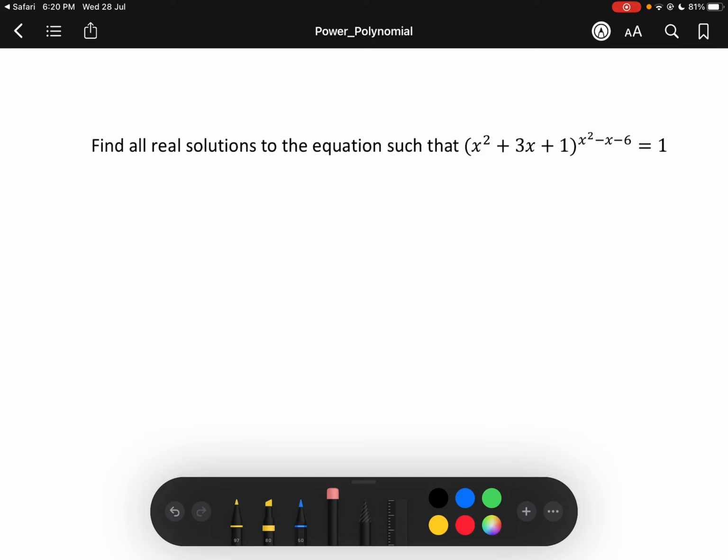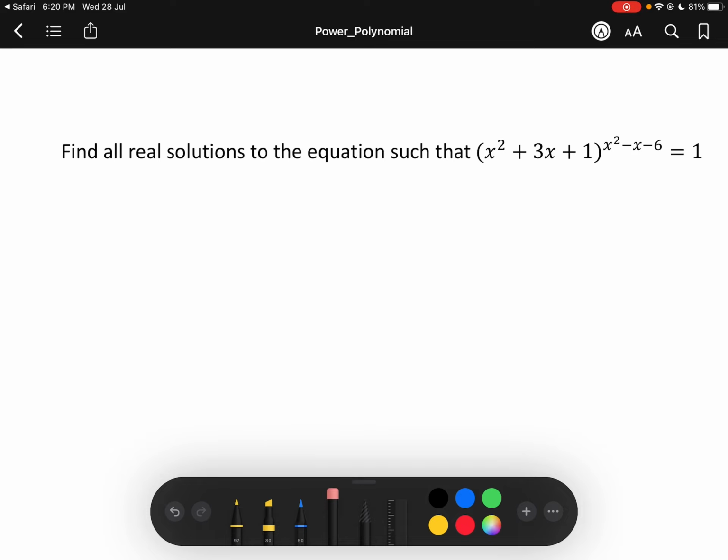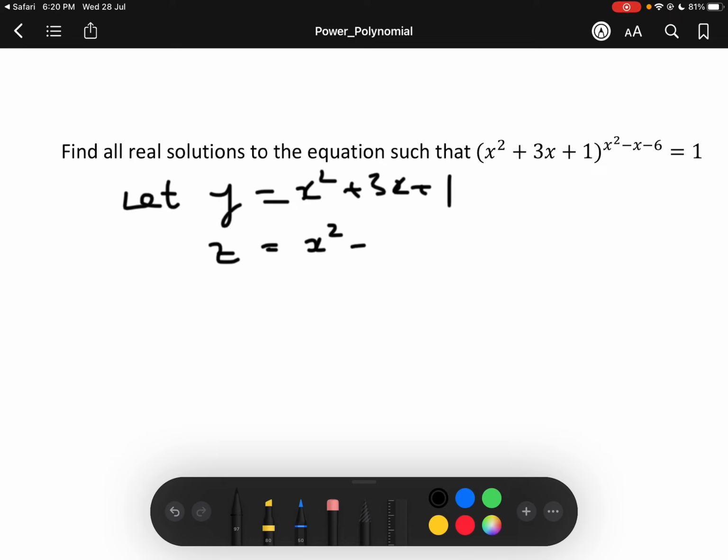Alright, so at first this problem might seem a bit daunting, a bit tricky, but if we just remember our simple power rules, we should be able to solve this question pretty simply. Let's say y equals x² + 3x + 1, and z equals x² − x − 6. If we remember from our power rules, any number to the power of 0 equals 1, except for 0. 0 to the power of 0 is not defined.